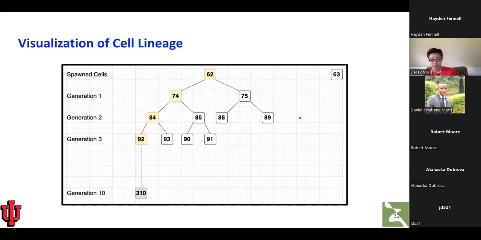And here is just a visualization of the cell lineages I was talking about before. So the first row here are the spawn cells, and there were 5 of them. And taking one cell, for example, 62, every time the cell divided, 2 new cells were created. So for example, cell 62 divided into 74 and 75, and then cell 74 then divided into 84 and 85. And this continued for a maximum of 10 generations, which was when the simulation was terminated because nearly all the cells were high affinity.